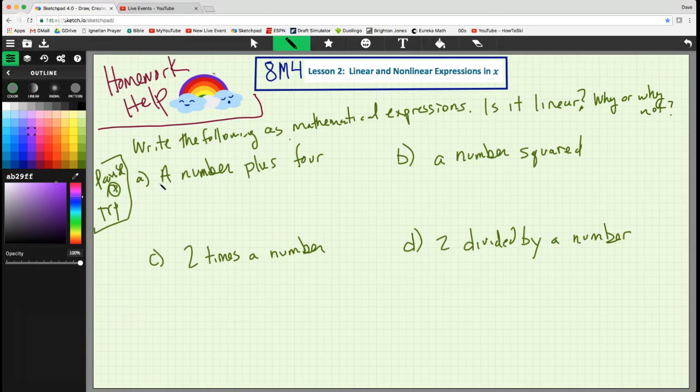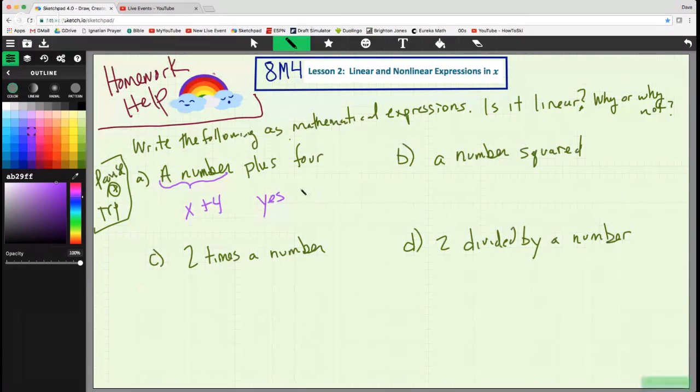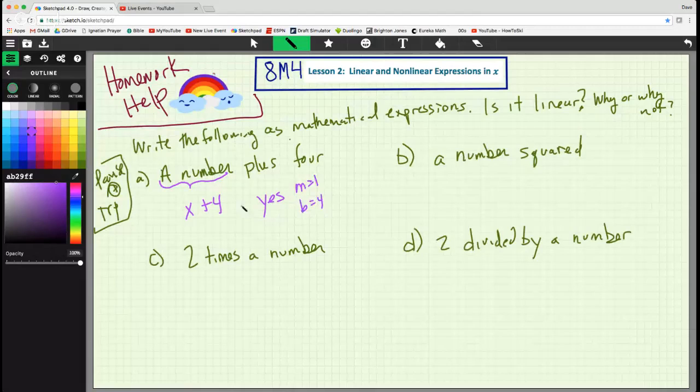So let's write a number, well, that's x plus 4. Well, there's our expression. Is it linear? And the answer is yes. Because my m is 1 and my b equals 4. So I can write that as 1x plus 4, which is x plus 4, which is what we have here. So the answer is yes.